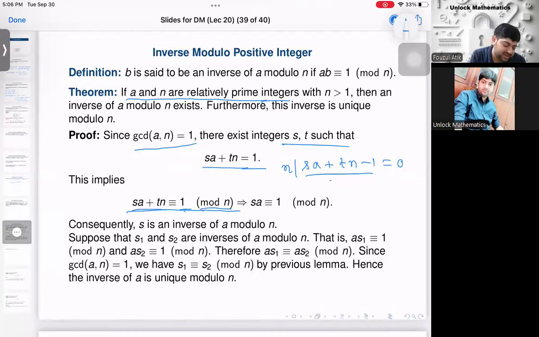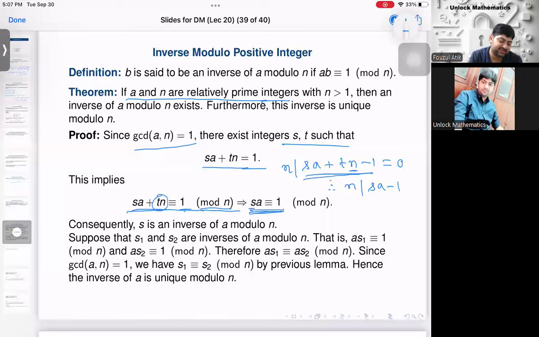Right. Now here n is a factor. So if n divides this, I can always say that definitely n divides sa minus 1, because n will give you remainder 0. And therefore I can say sa is congruent to 1 modulo n. Right? And if I have this expression, what does it mean?